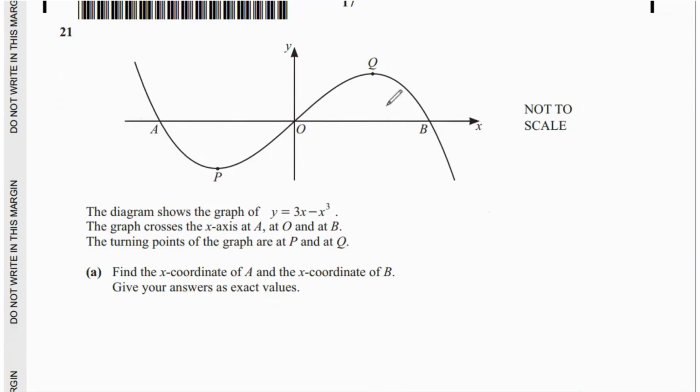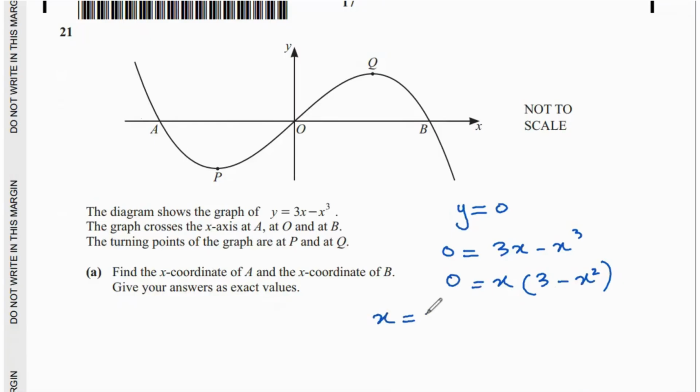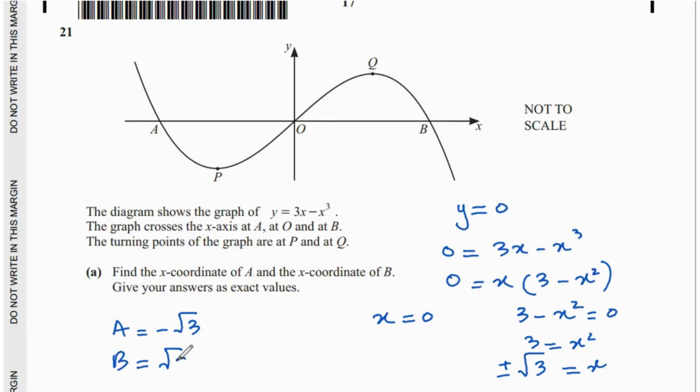So for the x-coordinate of A and B, we need to put y equals 0 because they're the x-intercepts. So 0 equals 3x minus x cubed. x is common, so x bracket 3 minus x squared. One value of x is 0. Then 3 minus x squared equals 0. 3 equals x squared, and root of 3 is x. So A is going to be negative root 3 and B is going to be positive root 3, and the third intercept is the origin.